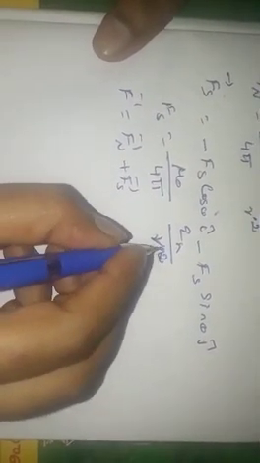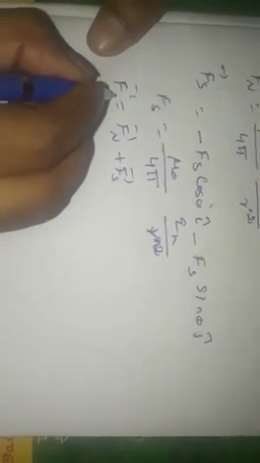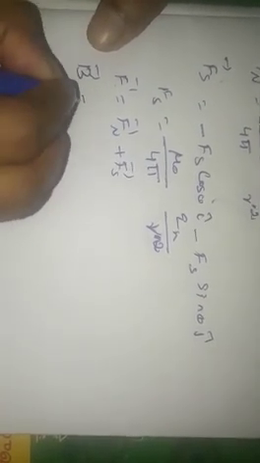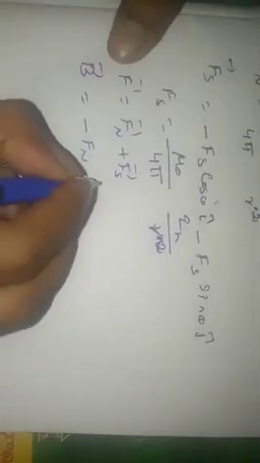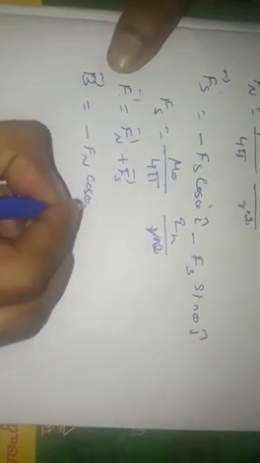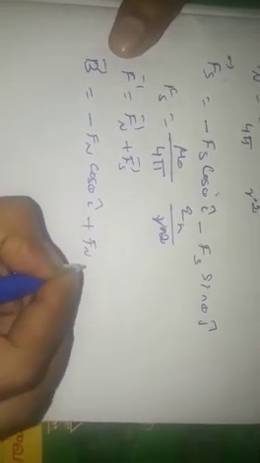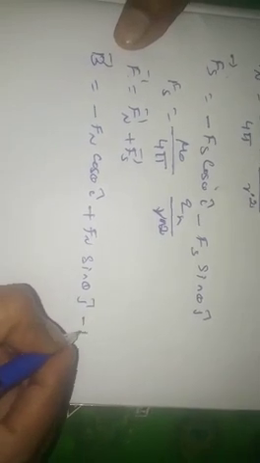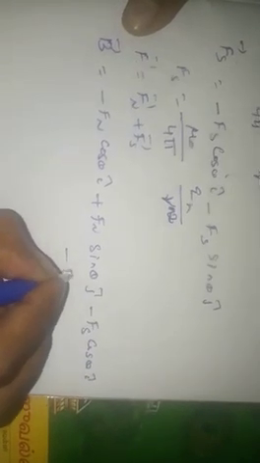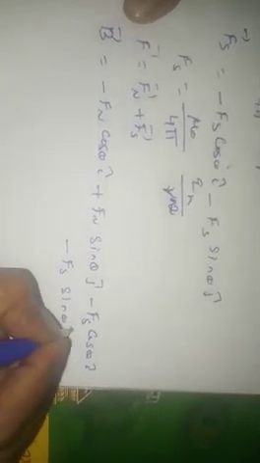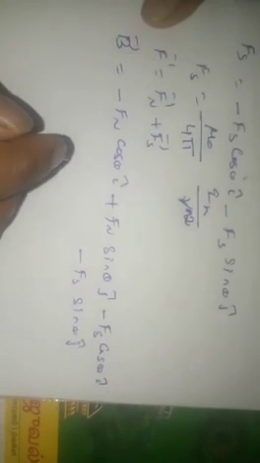Fn vector plus Fs vector. From the definition, we know that B is equal to F. So F can be replaced: B vector is equal to minus Fn cos theta I cap plus Fn sin theta j cap, plus minus Fs cos theta I cap minus Fs sin theta j cap.